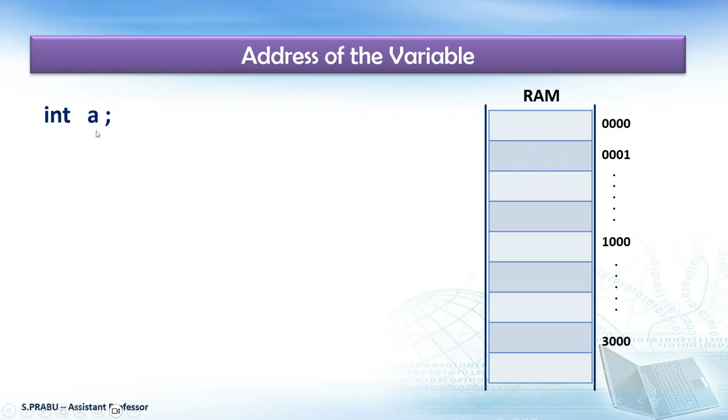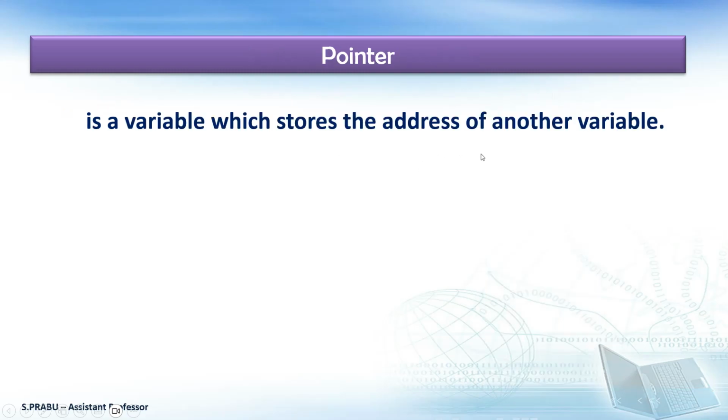When we declare a variable a, any one of the free memory locations can be assigned as a. It has a specific address called 1000. If we store this address value into another variable, that is called a pointer. So pointer is nothing but storing the address of another variable.